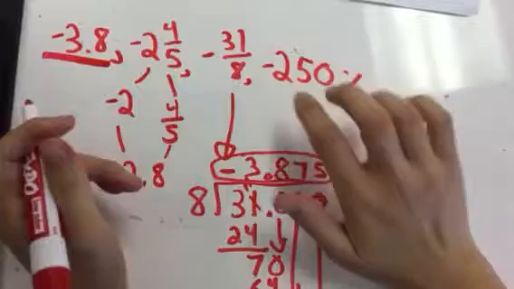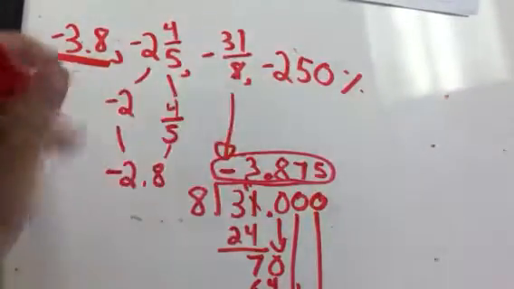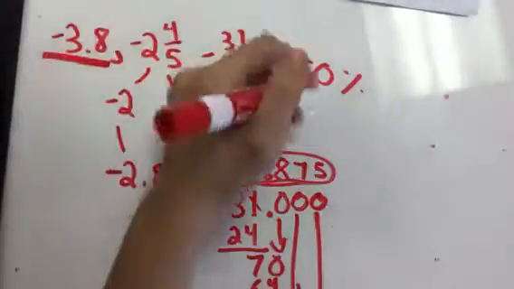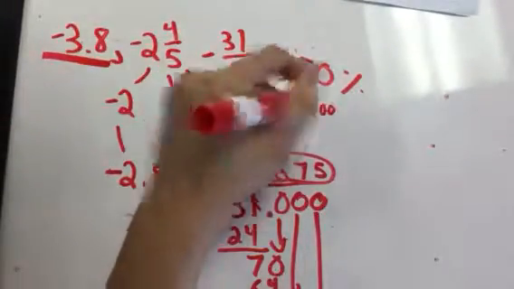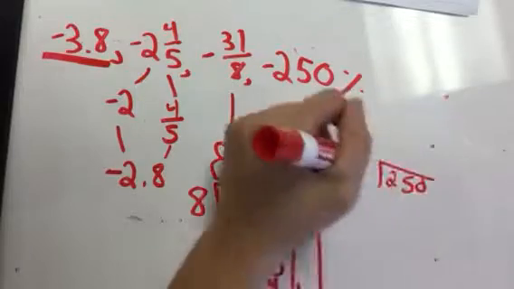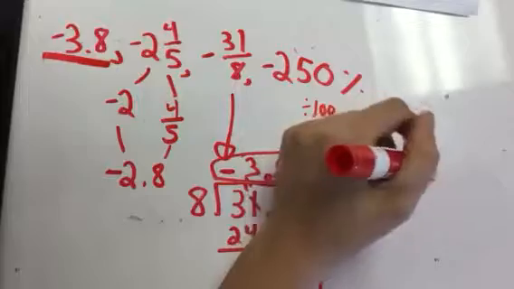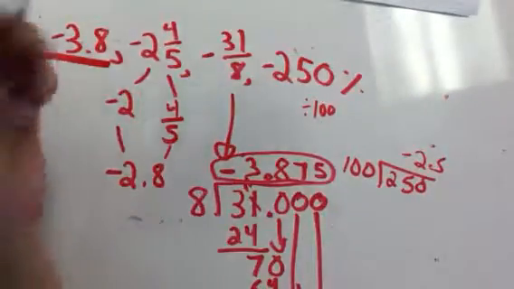Last but not least, we have this percent. If you remember how to change from a percent to a decimal, good job. It should be to divide by 100. So I'm going to do 250 divided by 100. In case you're curious, it's -2 and 5/10, or -2.5.